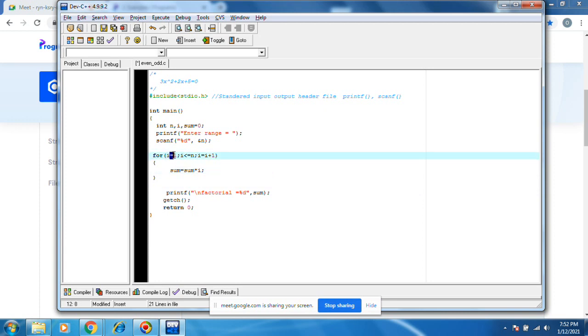The number should start with 1. Suppose 5 factorial, what is the output? 5 into 4 into 3 into 2 into 1. This is the 5 factorial. 5 4s are 20, 3s are 60, 2s are 120. This is the 5 factorial value.